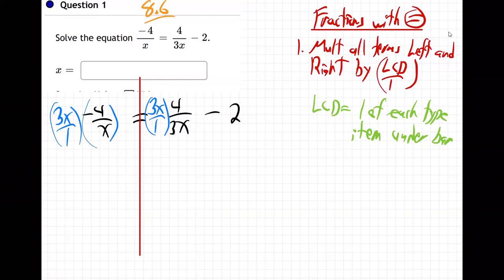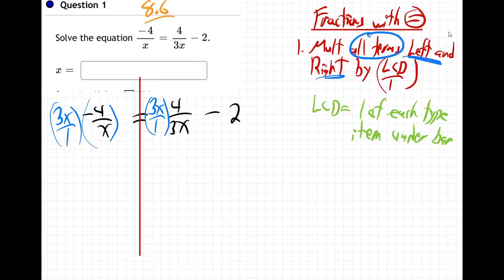Isn't that good? Wrong. You know me, I like to do it wrong just so you won't. What's wrong about that? I'm multiplying. All right, I did it, right? The LCD is 3x, because x and 3x, you just take one of each type. So I took a single 3 and a single x. 3x, that's right. But I didn't do this. What didn't I do?